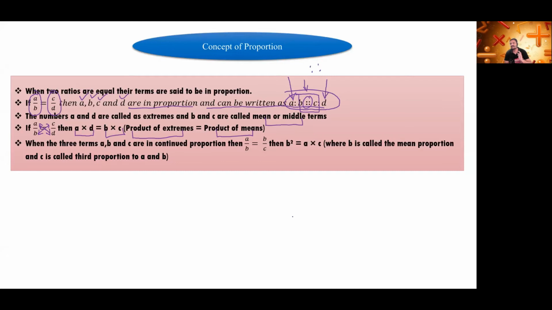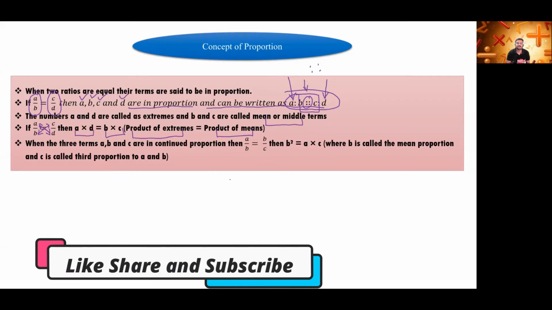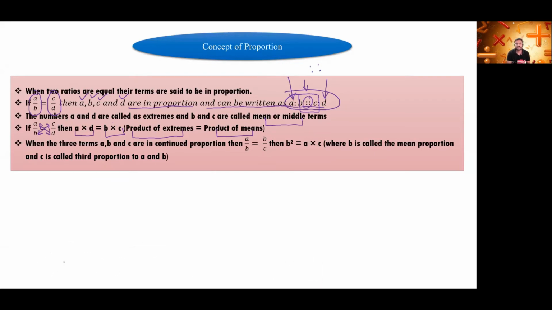Okay, B and C are the middle terms, and A and D are the extremes. Then the product of A and D we will call the product of extremes. The product of B and C we will call the product of means. And the product of extremes is always equal to the product of means, if the ratios are in proportion.